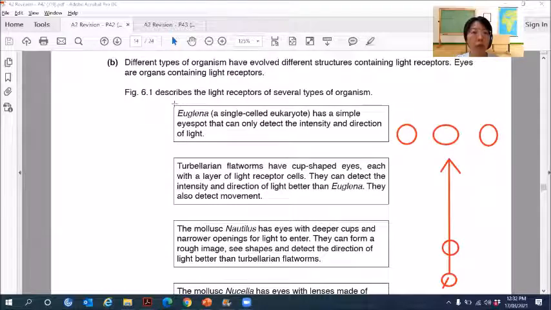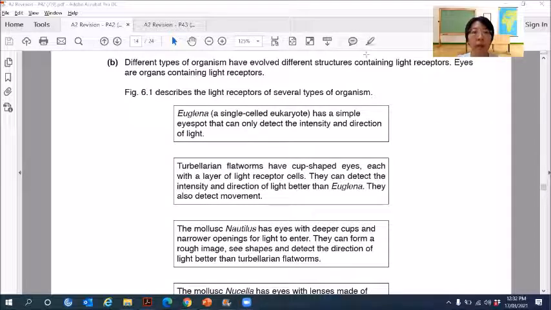So in this table, they show you organisms whose structure starts from simple here, becoming more and more complex as the organism evolves with time. And what is the focus? Let us go through the details that they show here. Starting from Euglena, Euglena is a single cell eukaryote. It's got a simple eye spot, so it has only got one eye spot, one dot there. And this dot of eye can detect intensity and direction of light only.